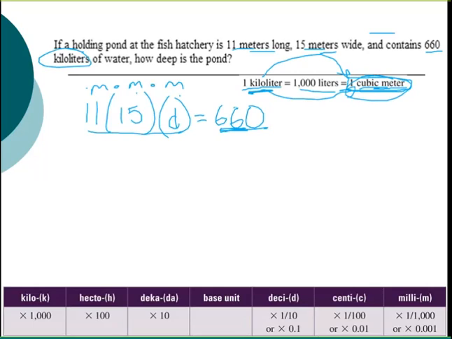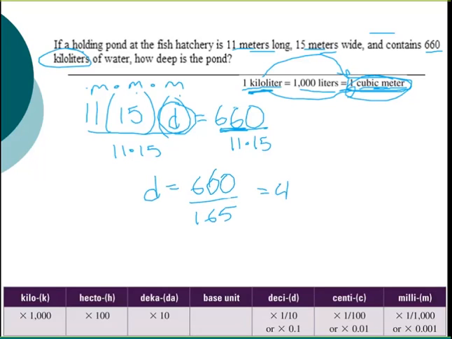So if I undo that, in other words, if I get D alone, I divide both sides by 11 times 9, it will leave me with what D is. So 11 times 9 is 99. So basically D is equal to 660 divided by 99. So my depth is 4 meters at this fish hatchery pond.